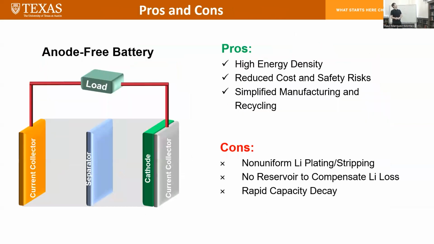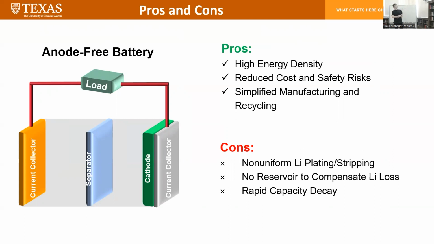Some of the key advantages of anode-free batteries include, of course, the high energy density, because the weight is much lighter, and also you reduce the cost and some safety risks. Another thing is it simplifies the manufacturing because you don't have to manufacture the graphite anode, for example. And also, it's easy for recycling since you only have the current collector on the anode side.